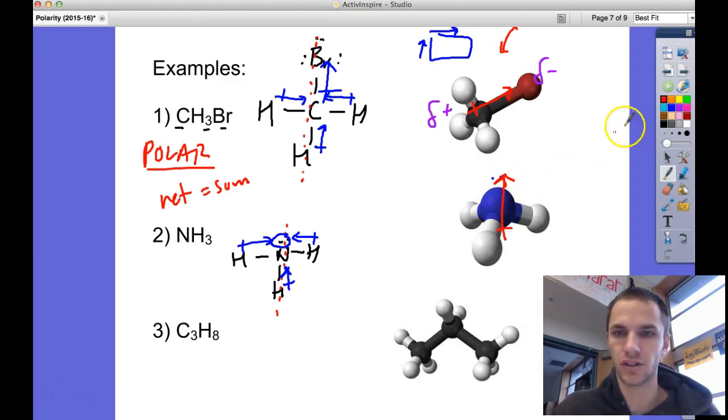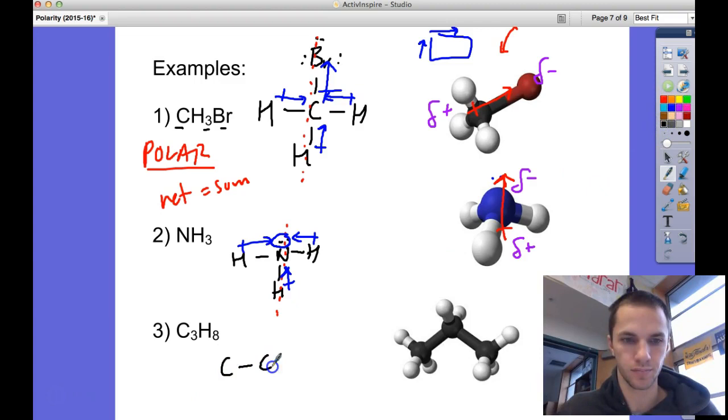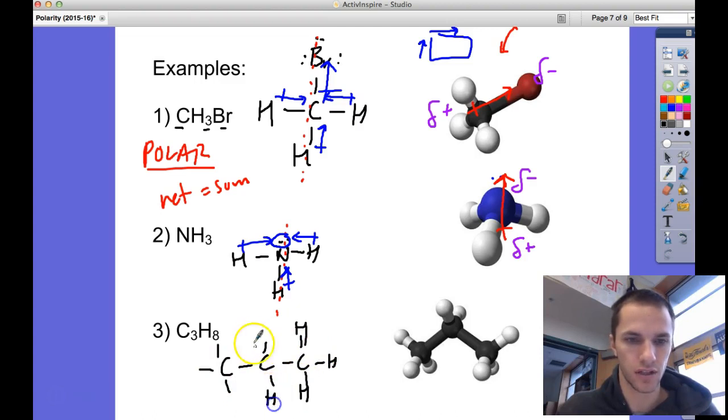So this nitrogen side, the nitrogen atom would be slightly negative, and this bottom middle would be slightly positive. Last but not least, let's try propane down below. This one's a little trickier because it's not just one central atom. This is what the molecule looks like. Okay, C3H8, boom, boom, boom.